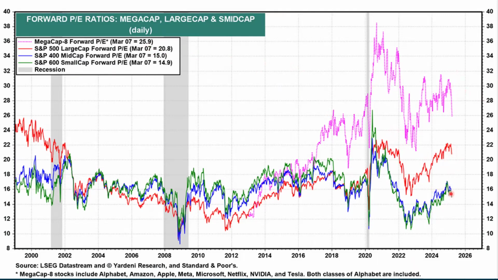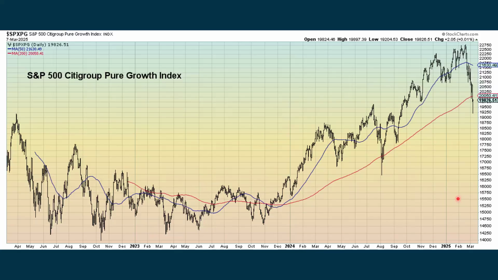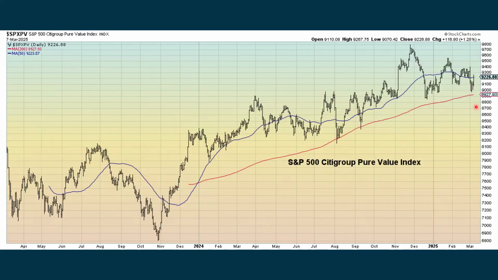Then more in the mid-range for the PE ratio, we have the mid caps and the small caps. The mid caps are coming in right at 15, so they're fairly priced right now. And the small caps, which have also been under pressure lately, are coming in at 14.9. And we look at growth versus value. First, we look at growth all by itself, where it's in an uptrend, but you can see it's really been coming down lately as growth has been under pressure.